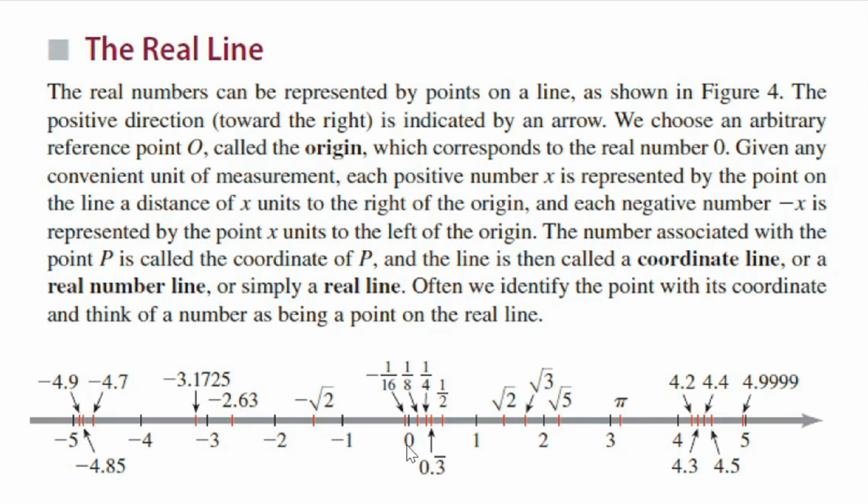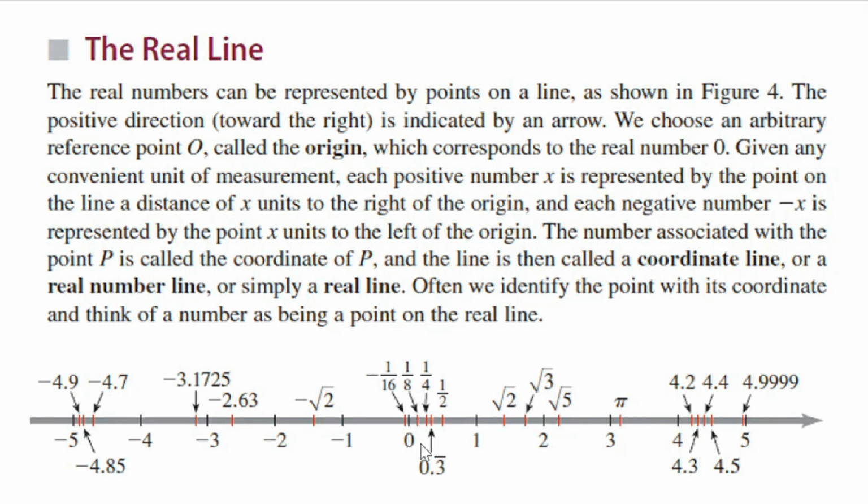So we have here, for example, the black one is 0, the point of origin. Then this one is 1/8, the next one is 1/4, and this one is 0.3 repeating, and then this one is 1/2, because it is in between 0 and 1.